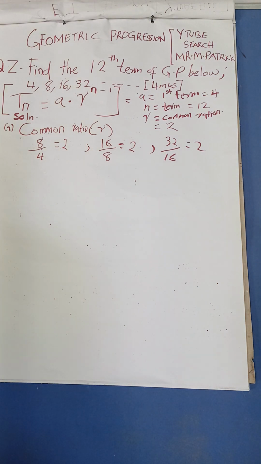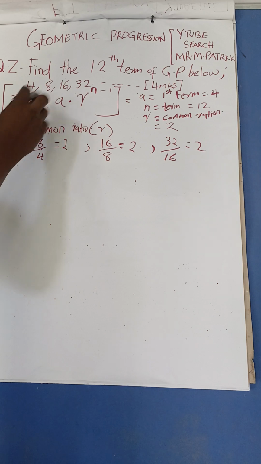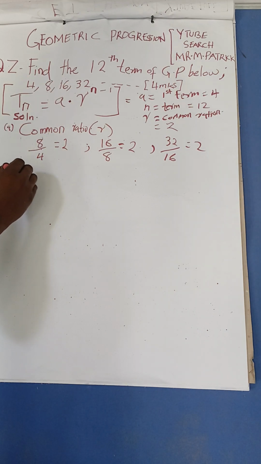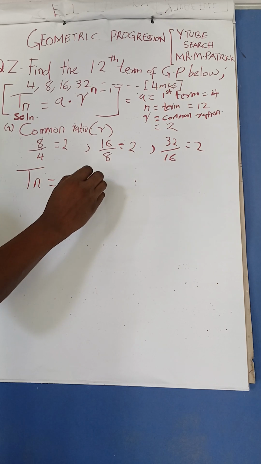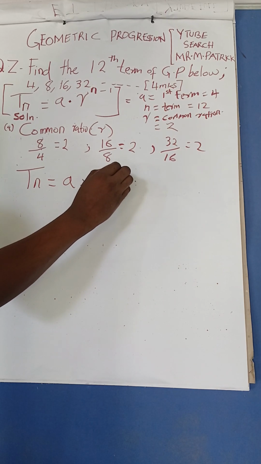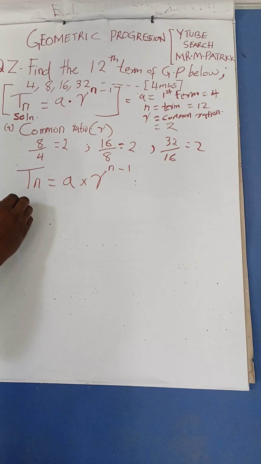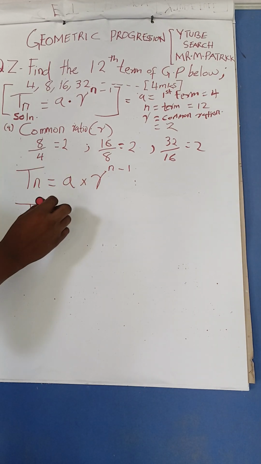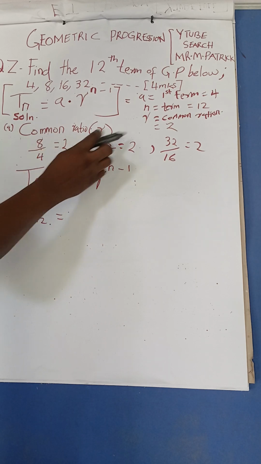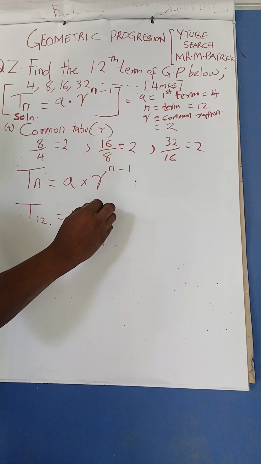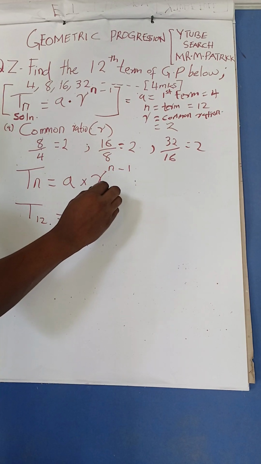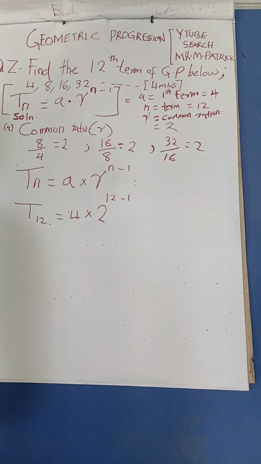And our formula now, to get the 12th term, our formula here is this one: a multiplied by r raised to n minus 1. So the 12th term: a is the first term, which is 4, multiplied by r, which we have gotten as 2, the common ratio, raised to n, which is 12, minus 1. Very easy.